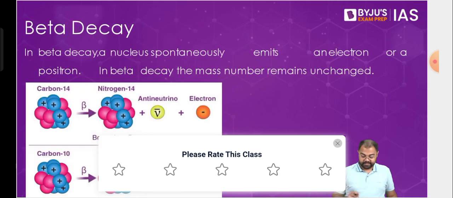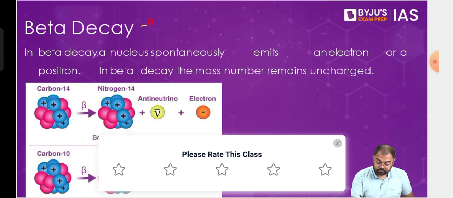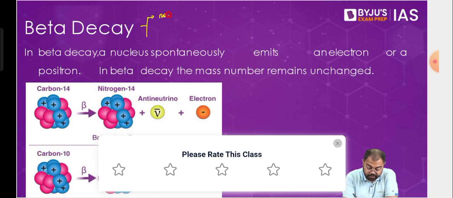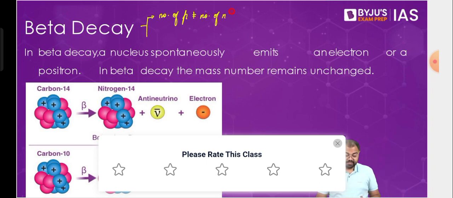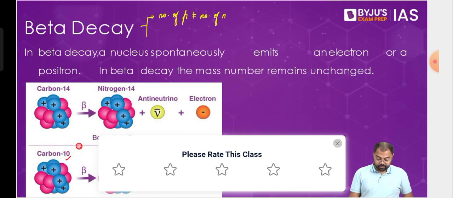Now, the second one is beta decay. This will happen when the number of protons is not equal to the number of neutrons. That is the basic agenda of beta decay. Two types of beta decay have been portrayed here: one from carbon 14 to nitrogen 14, and secondly from carbon 10 to boron 10.